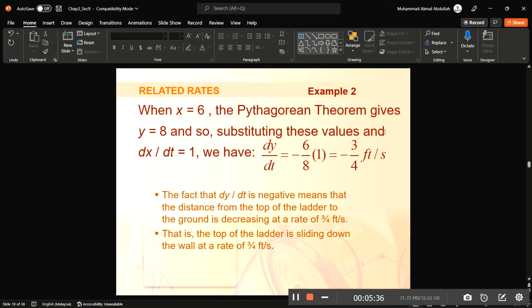After that, we substitute x equal to 6, then y equal to 8. So when we substitute this value and dx over dt equal to 1, we have dy over dt equal to negative 6 over 8 in bracket 1. Then we get negative 3 over 4 feet per second. So the top of the ladder is sliding down the wall at the rate of 3 over 4 feet per second.